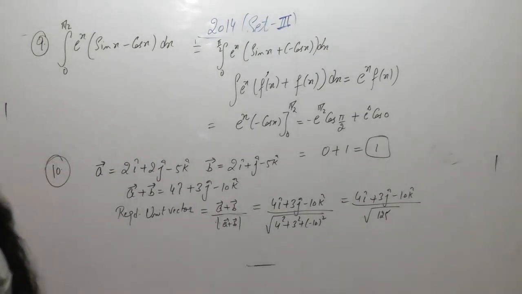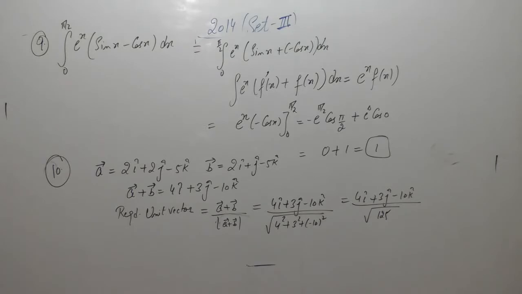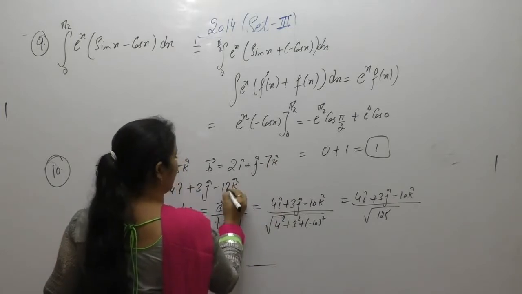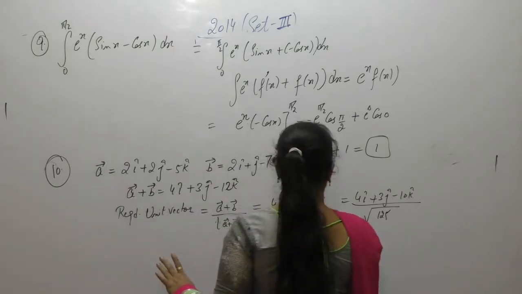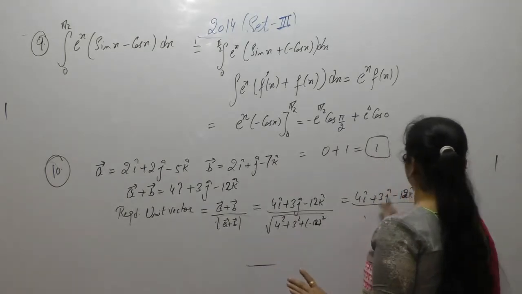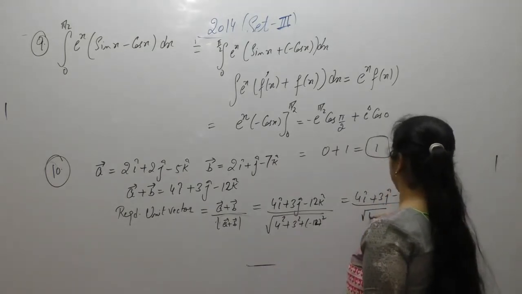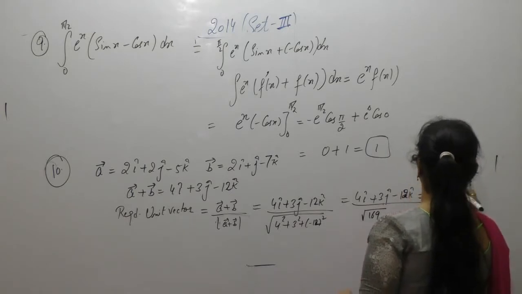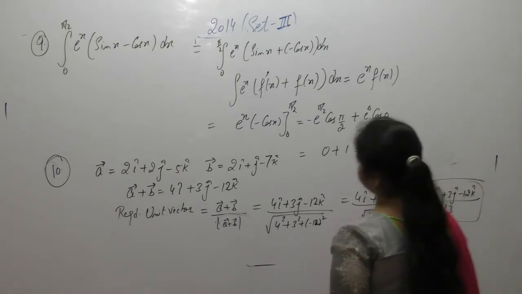4i plus 3j minus 10k. Here we have 7k, so 7 plus 5 is 12. 12 square is 144, and 144 plus 25 is 169, that is 13. So the unit vector is 4i plus 3j minus 12k upon 13.